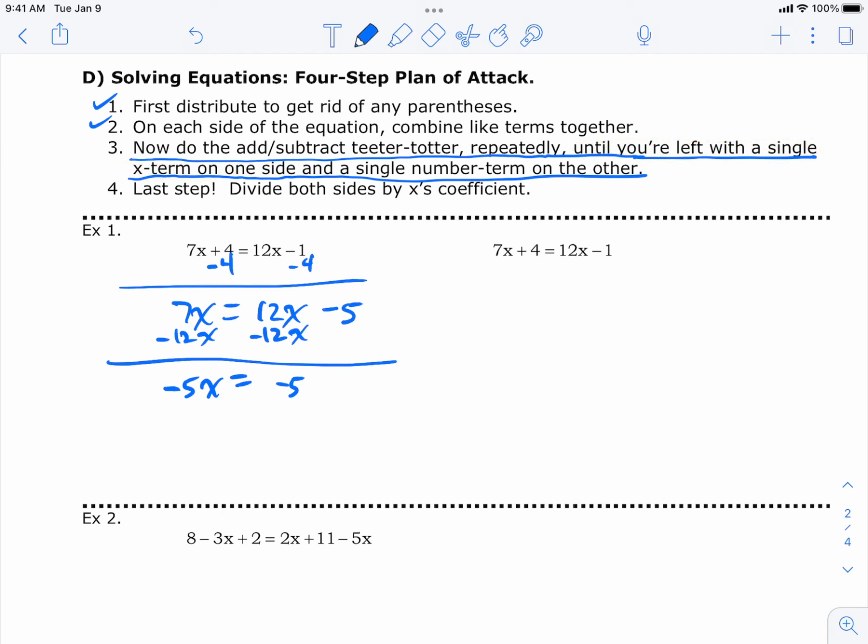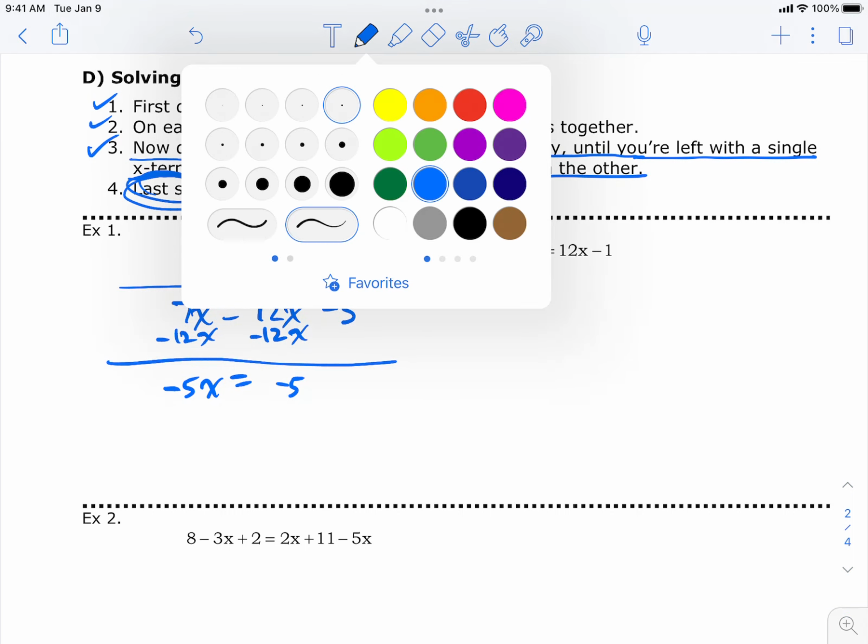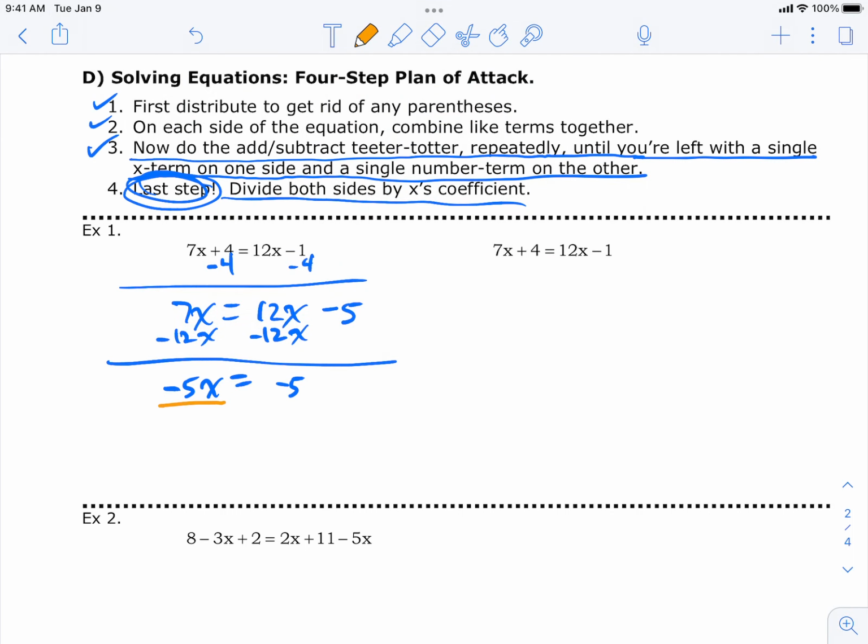Okay, finally we get to step 4. Last step, always save the dividing by last. That's my tip. Always save the dividing by last. Now in this case, what I want to divide by is not just a 5, but I want to divide the negative off too. I want everything to cancel here, so that's just an x. And a negative divided by a negative is a positive, and a 5 divided by a 5 is a 1. Oh my gosh, we got x equals 1 again.